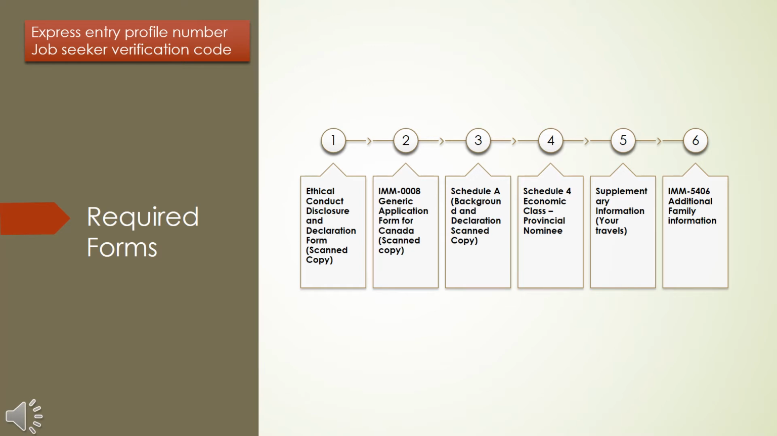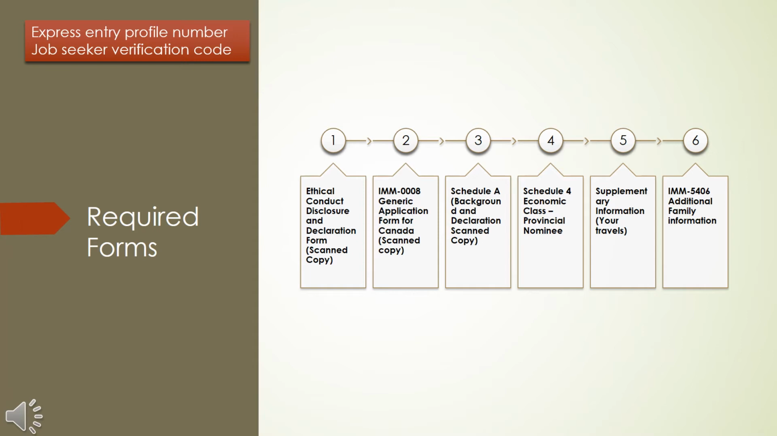The third form is Schedule A, and this could be completed by the principal applicant, spouse or common law partner, and each dependent child over 18 years of age if he is also going with you. And the fourth form is Schedule 4, Economic Classes, Provincial Nominee. This should be completed by the applicant too. And there's another form called Supplementary Information, Your Travels, and this should be completed by the principal applicant.